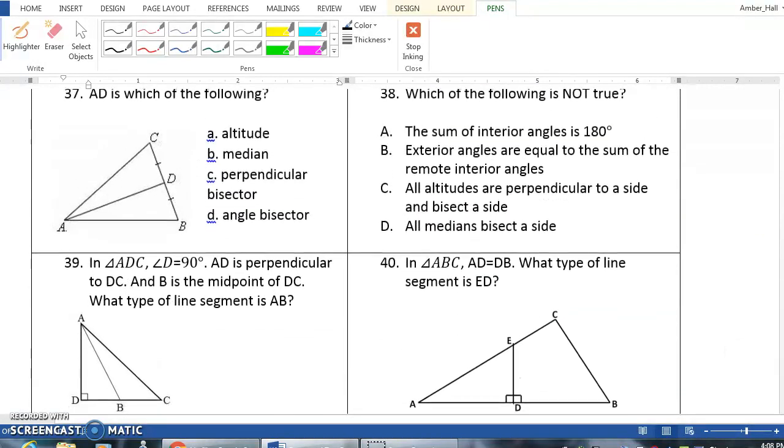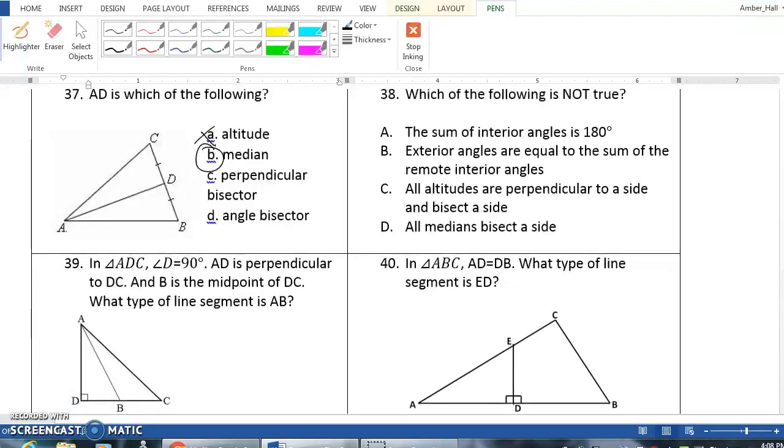37. AD is which of the following? A, an altitude. Well, altitudes create a 90-degree angle. This doesn't say anything about 90-degree angles. B, median. Medians go through the vertex and bisect the side, so yes, it is a median. C, perpendicular bisector. There's nothing perpendicular about this. D, angle bisector. We don't know anything about these angles, so the answer is just B.